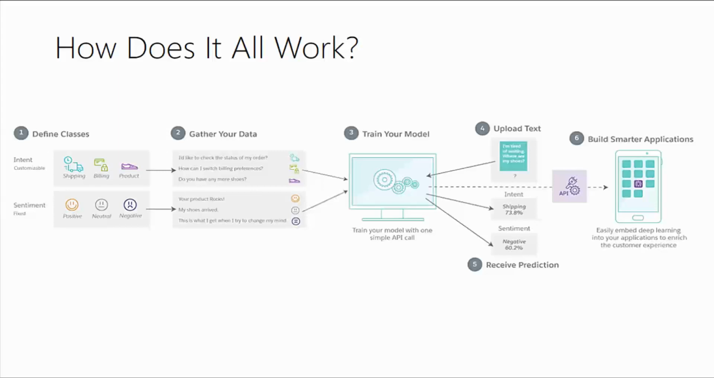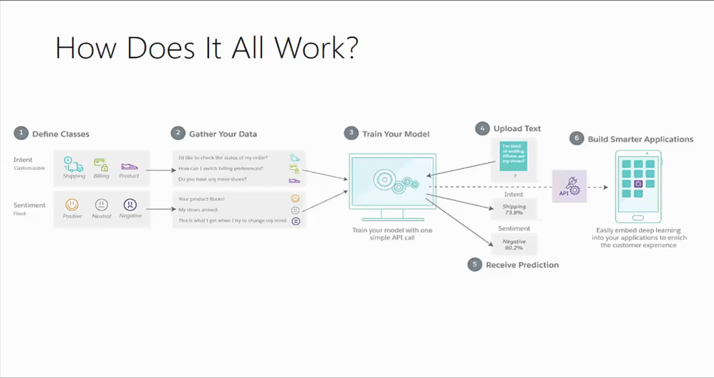This is where you as a developer would come in and train the model or create the models as well. Once you train the model with one simple API call, at step 4 you would upload the text, and that text is basically the question that you are going to ask off of the data that you've collected. So you can ask something like, I'm tired of waiting, where are my shoes? Obviously this question relates to the shipping label, right?